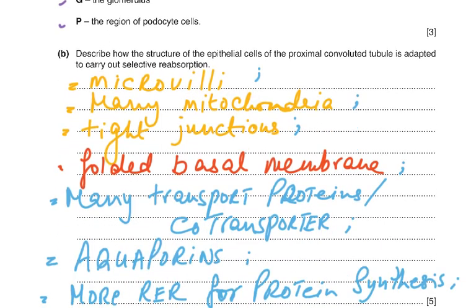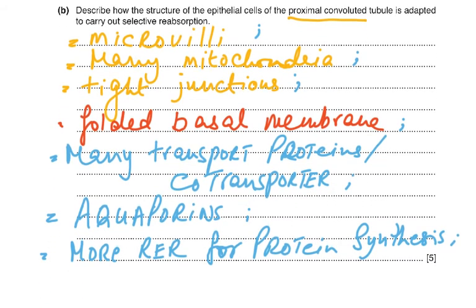Then we come on to describe how the structure of the epithelial cells of the PCT is adapted to carry out selective reabsorption. Now, of course, very simple. Microvilli, this will increase the surface area. Then many mitochondria, because we need a lot of active transport, sodium potassium pumps on the basal side. Then tight junctions, which are the cell membranes sticking to each other so that there is no migration of the channel proteins. Then the folded basal membrane.